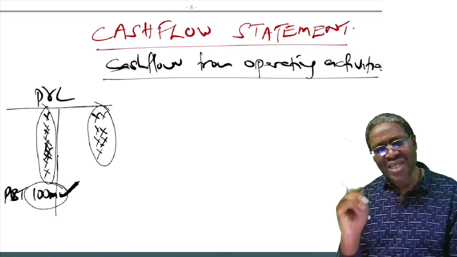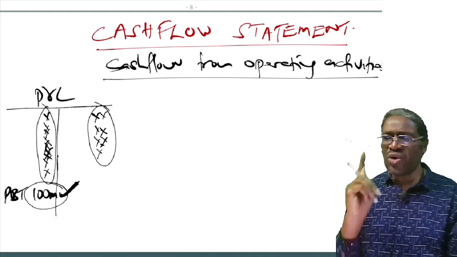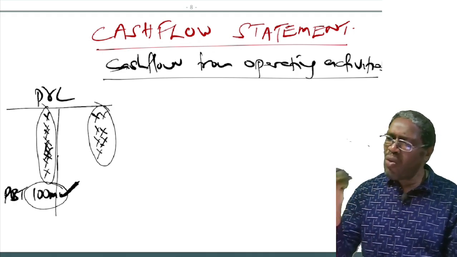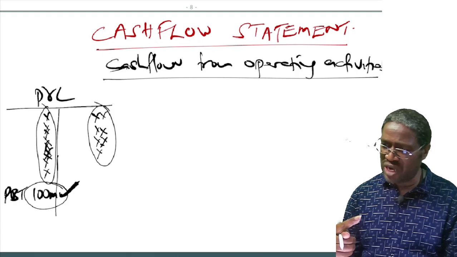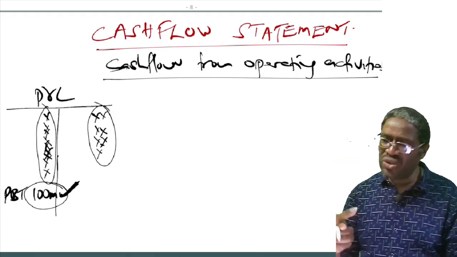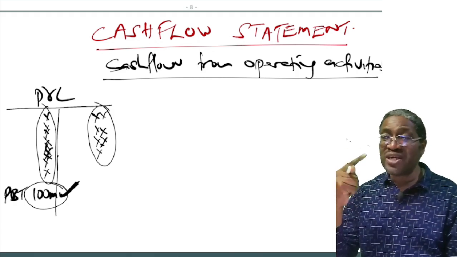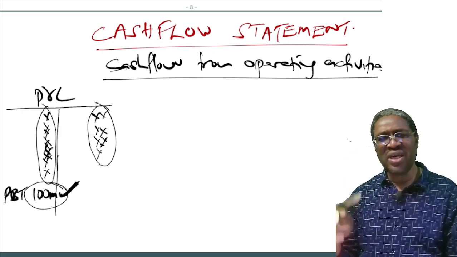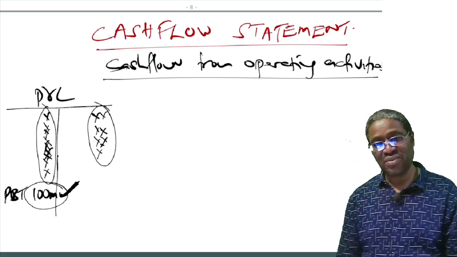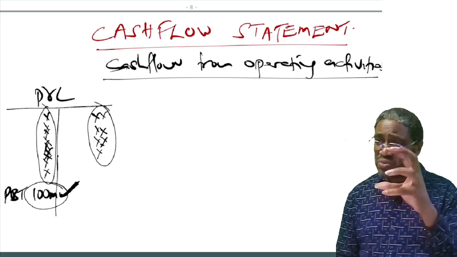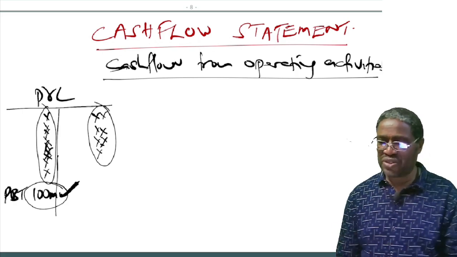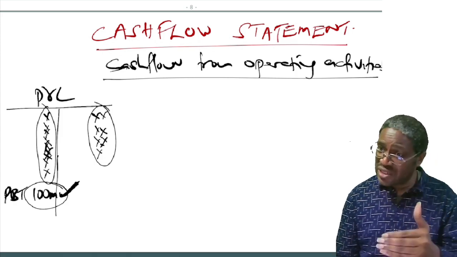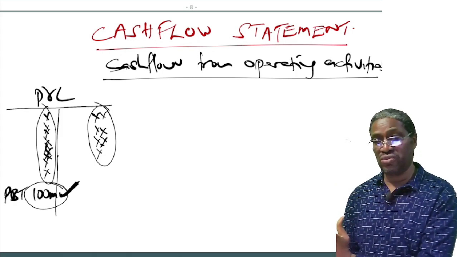So now we are asking ourselves, because not everything in the P&L account is by cash, how much should have been the true profit if everything in the P&L account was by cash? If everything in the P&L account was by cash, what would have been the true profit? That true profit would then represent the net cash inflow.